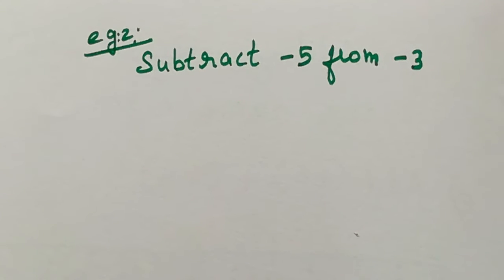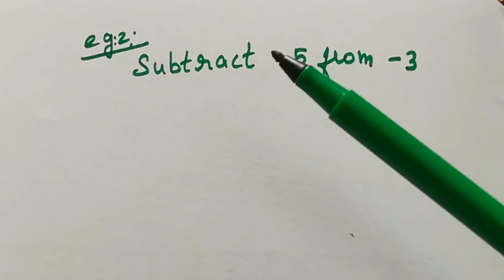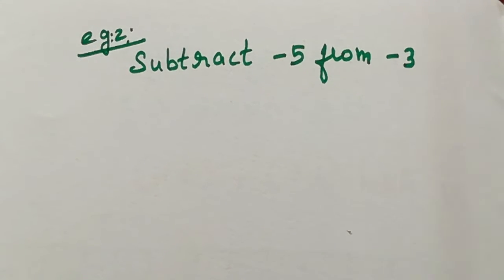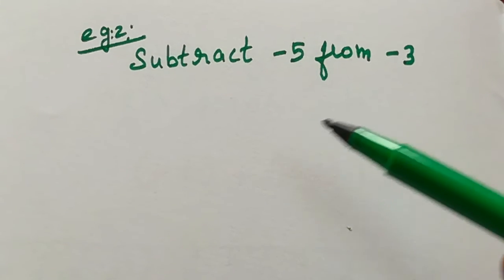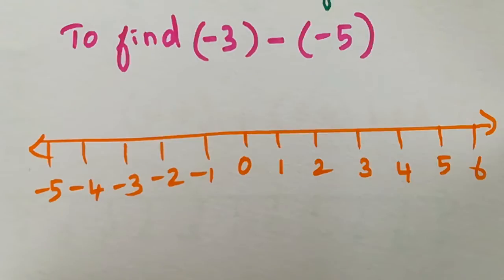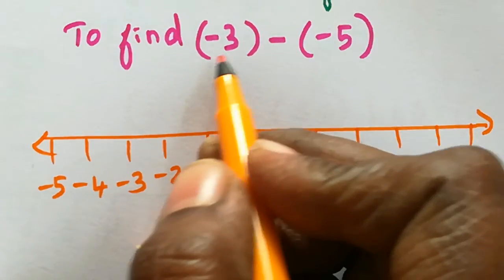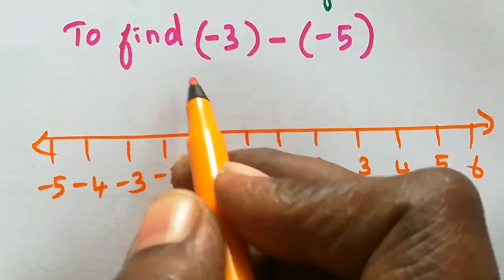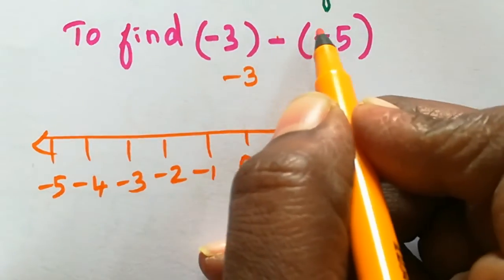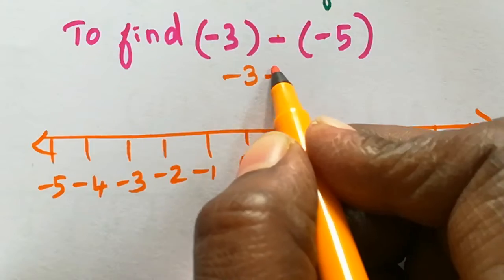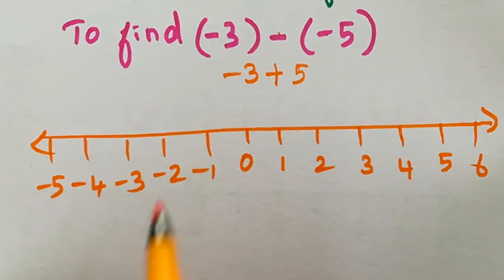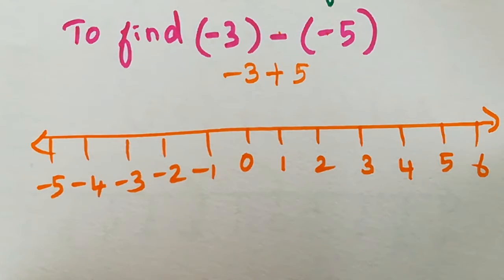Now we are going to see the second example. Subtract minus 5 from minus 3. So we are going to take away minus 5 from minus 3. See, minus 3 minus of minus 5. It becomes minus 3 minus of minus, minus into minus is plus. So plus 5. So we are going to find minus 3 plus 5.